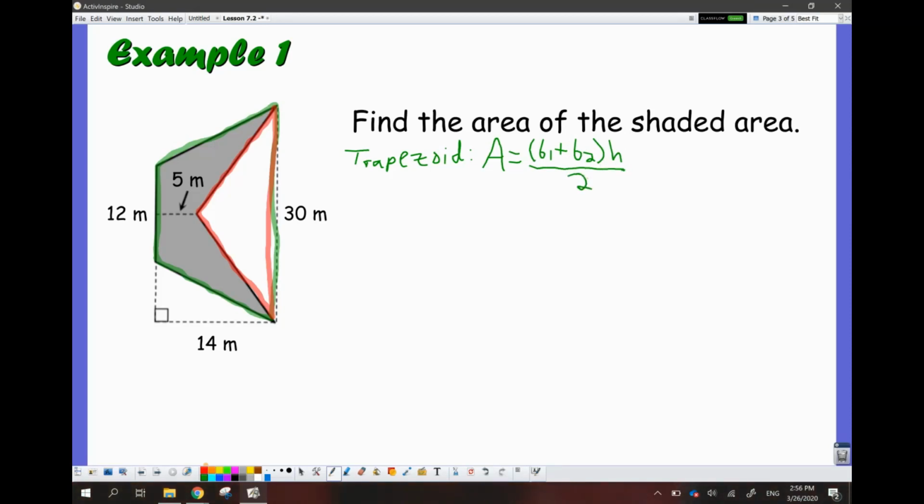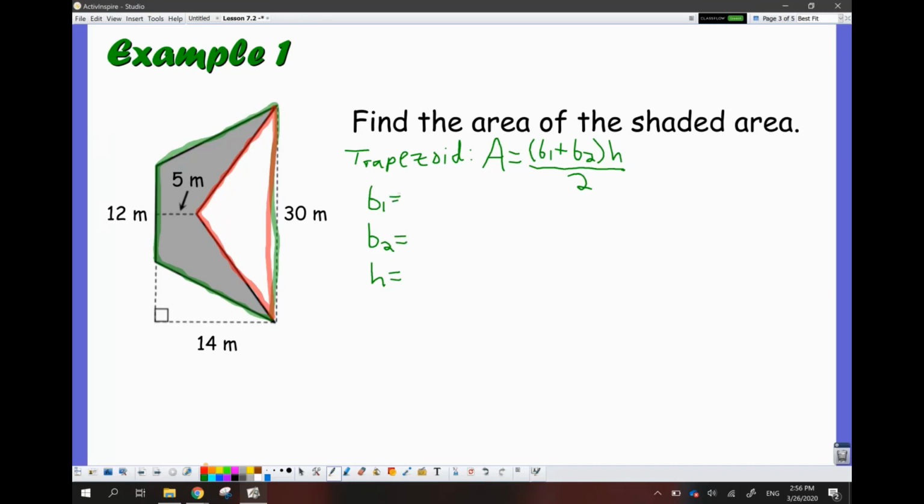Now, I'm not even going to worry about the triangle right now. Forget about the triangle. I want to concentrate only on finding the area of the trapezoid, which means I need to find what is my B1, what's my B2, and what's my height. So I'm going to label those down here, B1, B2, and my height. And I'm going to be finding each of those.